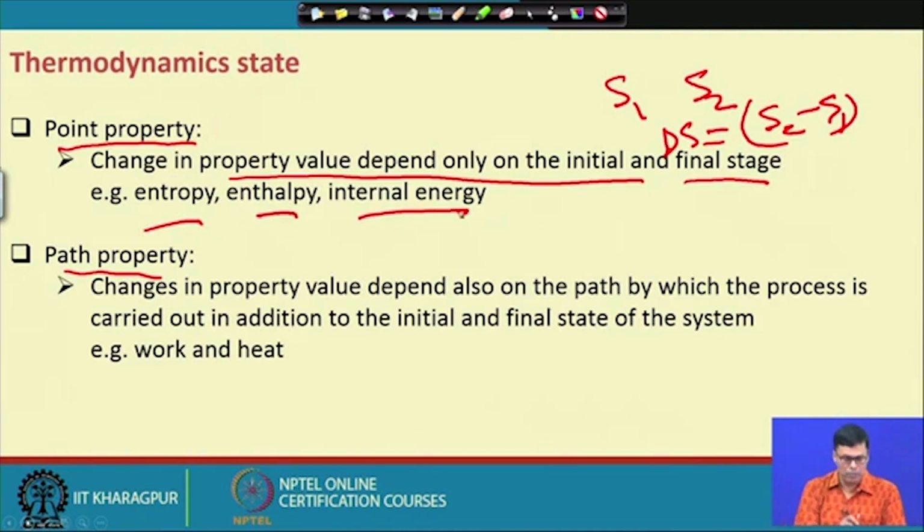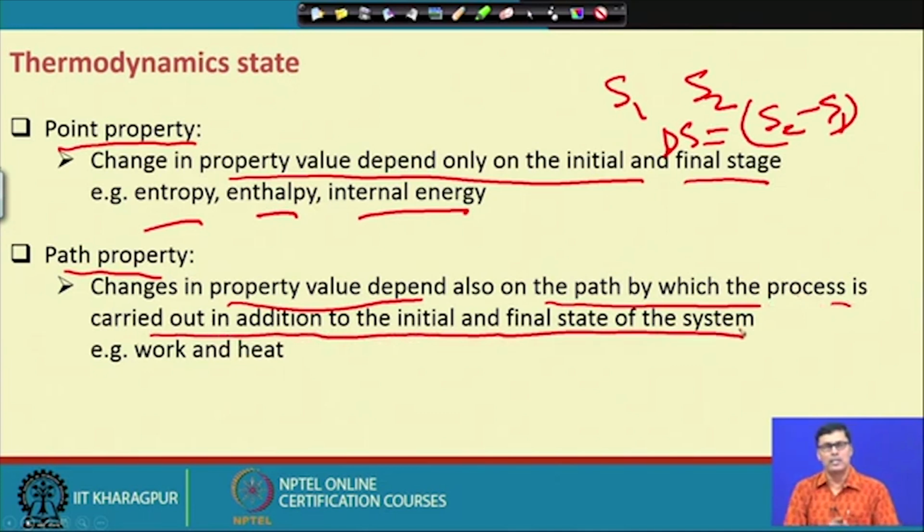And what is the path property? The change of property value depends on the path by which the process is carried out, in addition to the initial and final states. How these changes take place, as for example, work and heat transfer, how they take place in between the system. If you look at the Carnot cycle, this has been done very nicely, how this path property can be done.